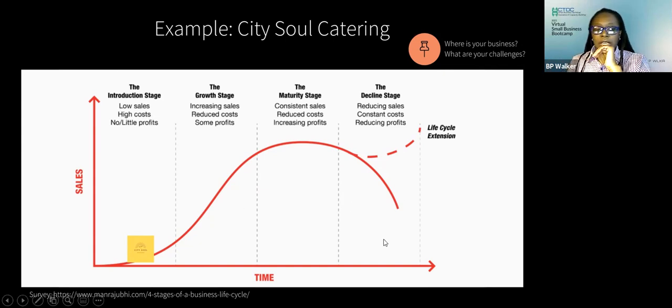So here's your turn. To all the attendees, and don't go radio silence on me because I will call you out because I can see your names. Where do you think you are in your business life cycle? I'll give you a few minutes just to think about it, and then I'll start calling people.